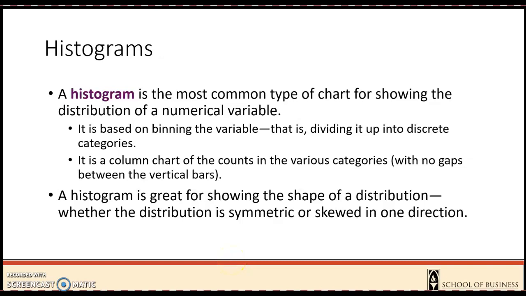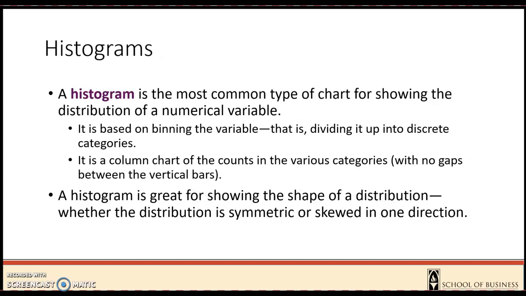A histogram is probably the most common chart type for showing the distribution of a numerical variable. That's where we get back to this idea of binning. We're going to divide the variable up into discrete categories. In the baseball example, we're going to bin it by salary and count up how many baseball players make between $500,000 and $1 million a year, then $1 million and $1.5 million, then $1.5 million and $2 million. That gives us a frequency distribution, and it's shown as a column chart.